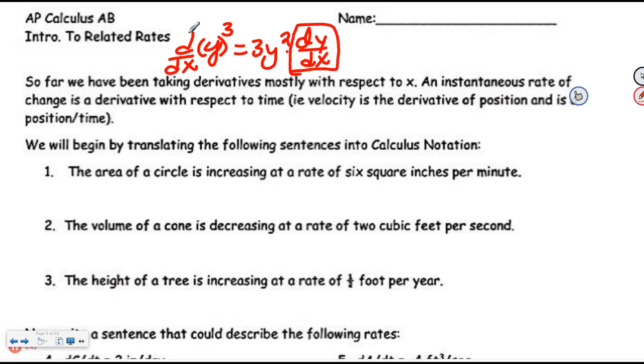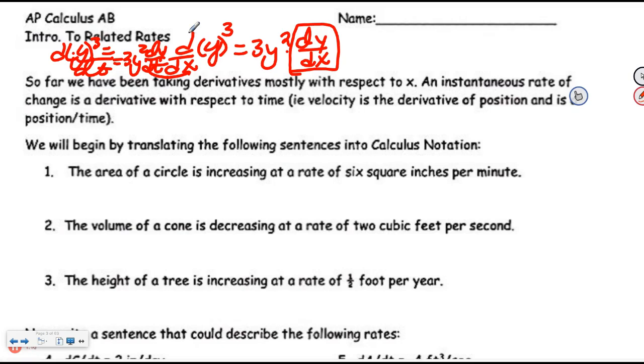Couple things are going to change. First of all, in the real world problems, things don't change with respect to x, they change with respect to time. So we'll be taking all our derivatives with respect to time. It'll still work the same way. So if I did the y cubed with respect to time, I would still do 3y squared, but I'd multiply it by the rate of change of y with respect to time. So it becomes a dy dt instead of a dy dx, but it's very similar.